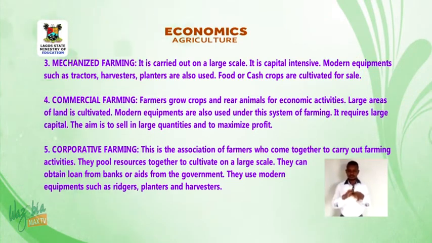Number 5, cooperative farming. This is the association of farmers who come together to carry out farming activities. They pool resources together to cultivate on a large scale.